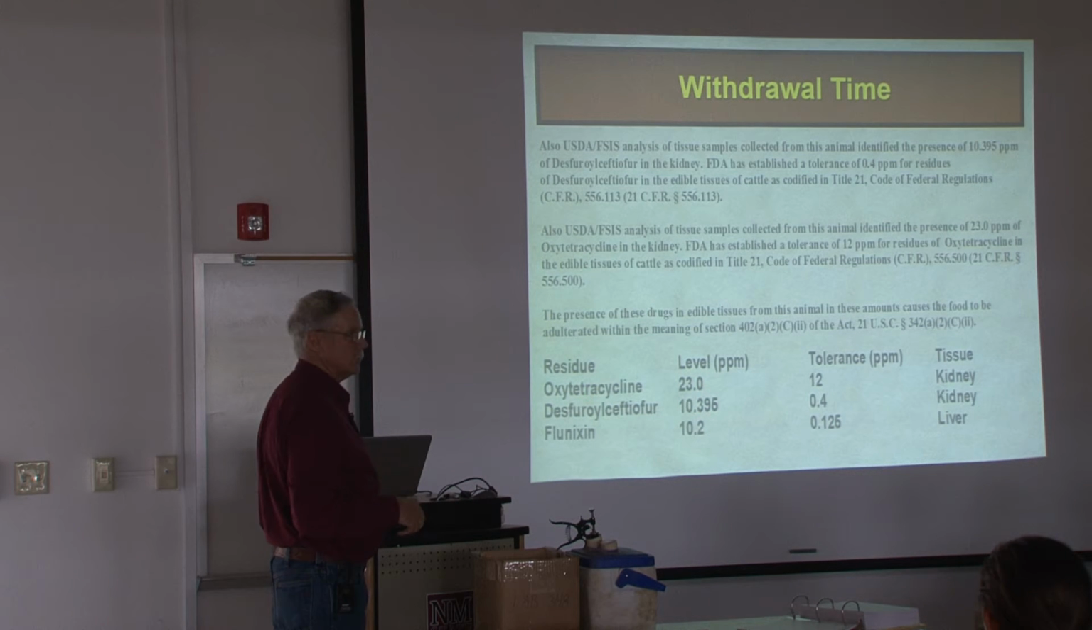So here are the levels. Tetracycline, what is that? That's an antibiotic, right? The level that they found was 23 parts per million. The tolerance is 12. They found that in the kidney. This is a cephalosporin antibiotic. The level found was 10.3. Tolerance is 0.4. Found that in the kidney.